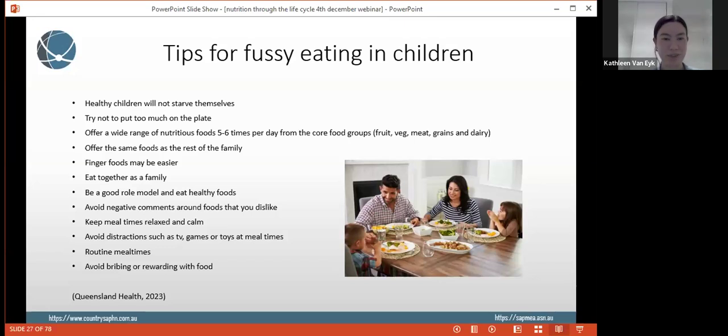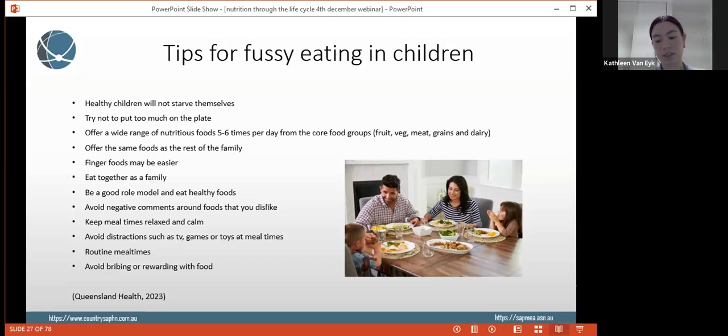It might be random times of the day, whereas we're used to eating regular meals. Try not to put too much on the plate, because that can actually be quite overwhelming for the child. So just start with small amounts, and then they can always have more later. Of course, offering a wide range of foods.